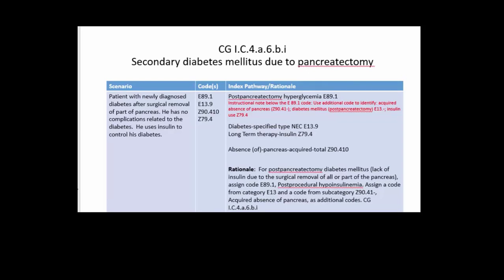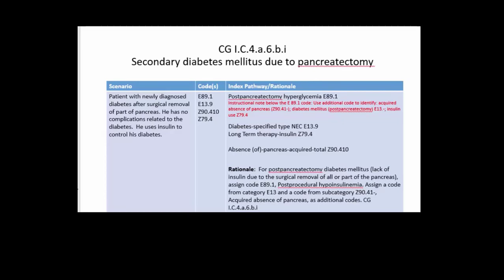E89.1 is your post-procedural hypoinsulinemia. And you see it also when you look it up in the index, it can show you a post-pancreatectomy hyperglycemia. Those two things, one says hypo, one says hyper. The fact that you have not enough insulin, a hypoinsulinemia, leads to the patient developing hyper, too much sugar, hyperglycemia. So they are connected, but they are correct as written.